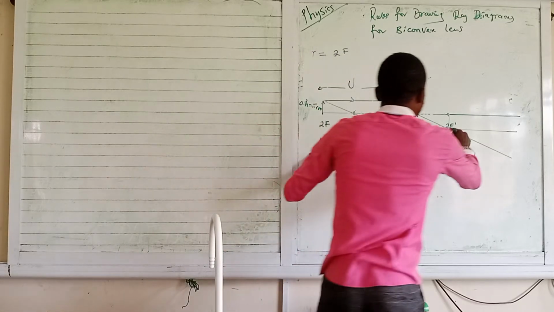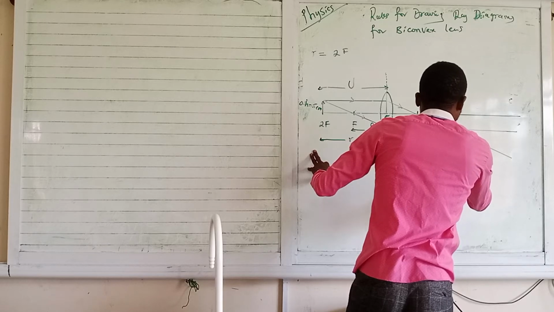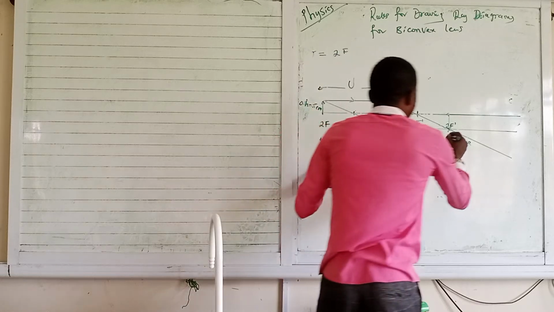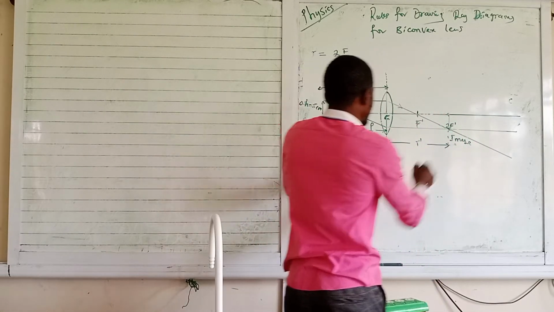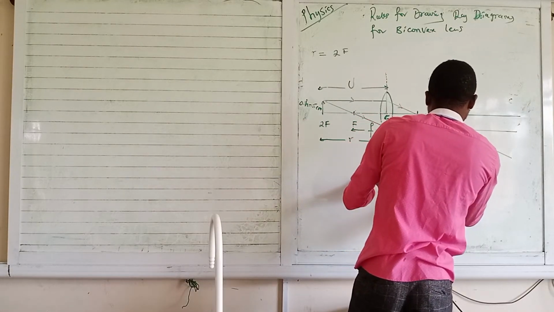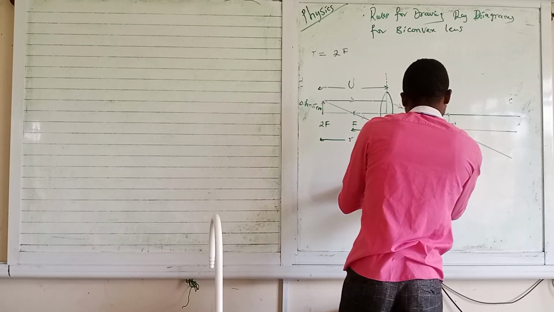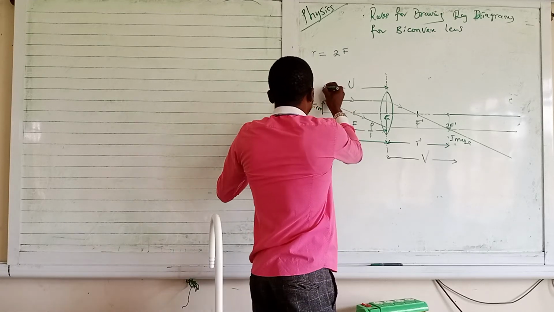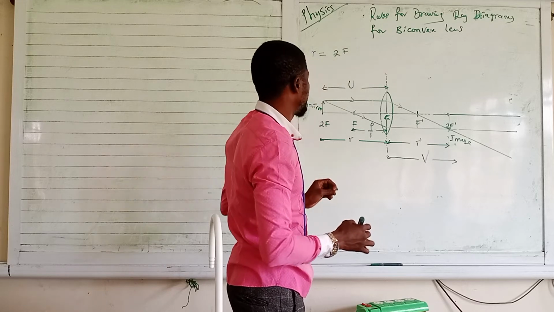And from where is the image? This is where the image is formed, where this line intersects. From where the image is formed, it is called what? The image is high. From where the image is formed to the center of curvature from this other side is called what? V, image distance. From here, from where this object is to the center of curvature is called object distance U.